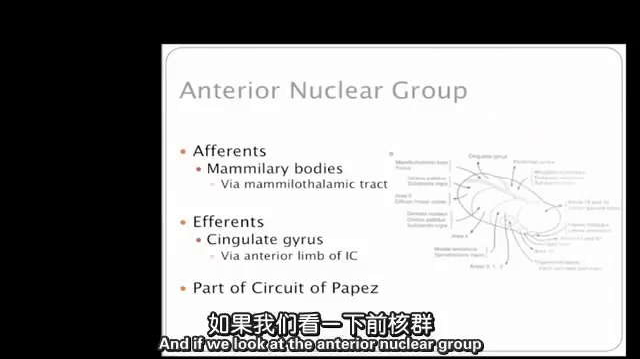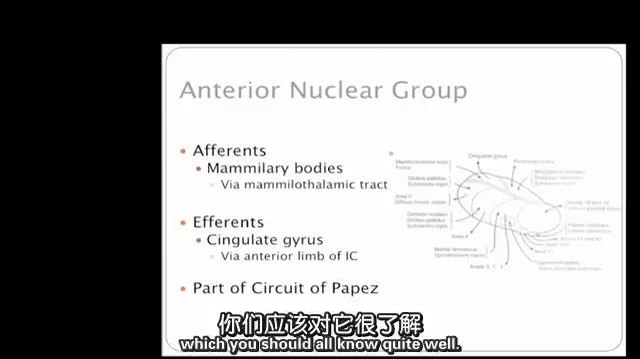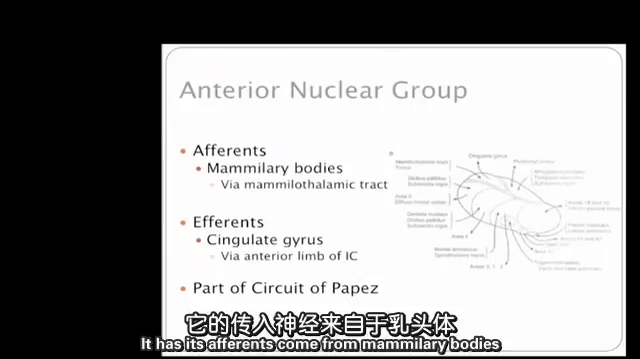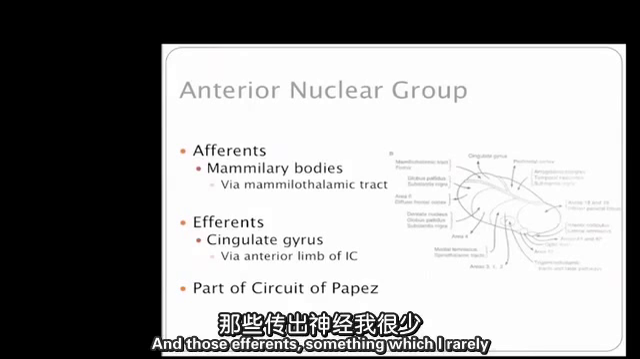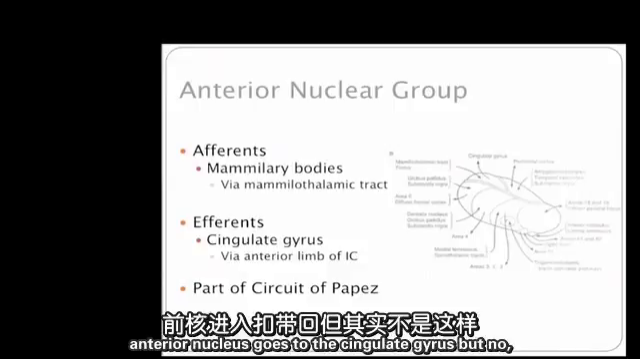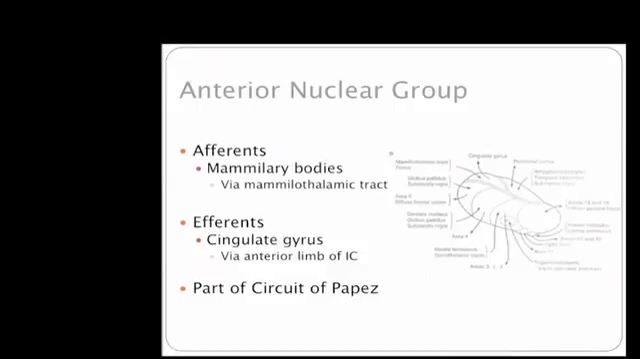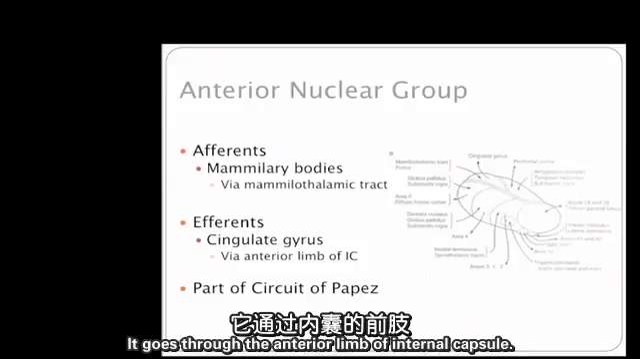And if we look at that anterior nuclear group, it's part of the Papez circuit, which you should all know quite well. It has its afferents coming from the mammillary body, and then efferents to the cingulate gyrus. This is something which I rarely see in a textbook, where you always hear that the anterior nucleus goes to the cingulate gyrus, but rarely do they say how it goes there, and it goes through the anterior limb of the internal capsule.